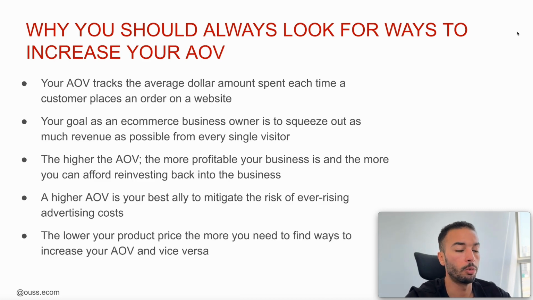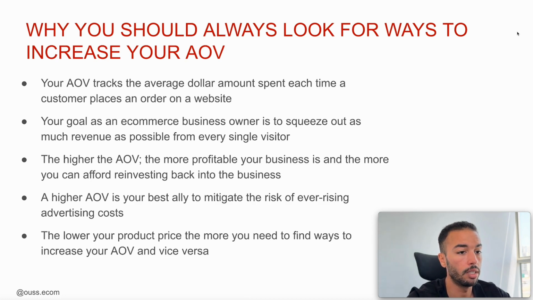The lower your product's price is, the more you need to find a way to increase your AOV, and vice versa. If you have a low-ticket product, something that you sell for $30 or $40, the more you have to find ways to increase your average order value, because when you sell such a low-priced item, your margin is typically not that high. You would profit around $10 to $20 per sale, which is not a lot.